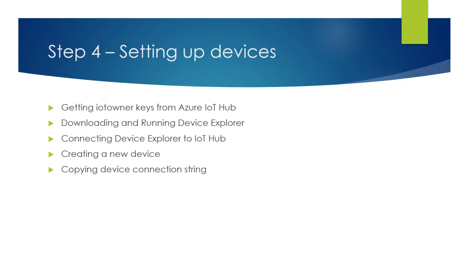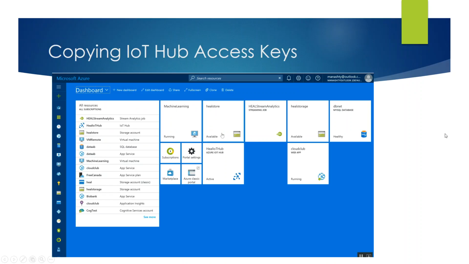Then after creating a device, we should not forget that we need the connection string for that particular device. So once this is all done, we have a copy of the connection string for the IoT Hub, and we also need to have the connection string for each of the devices that we have created. So let's see how we are going to do that.